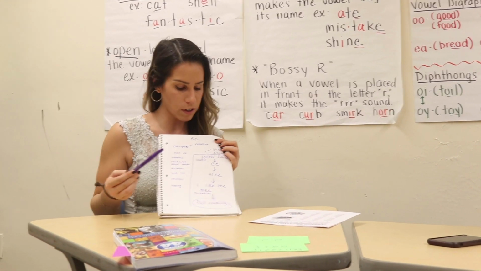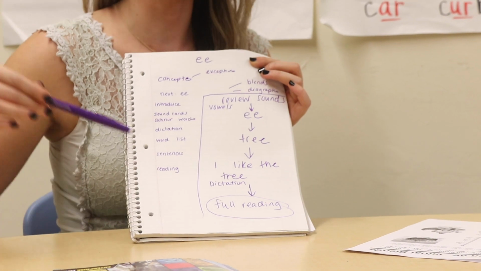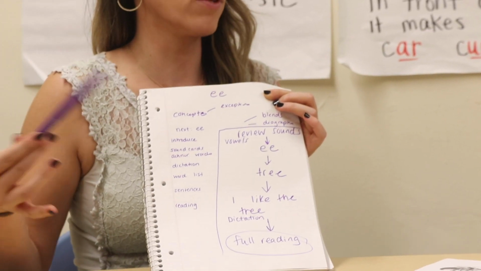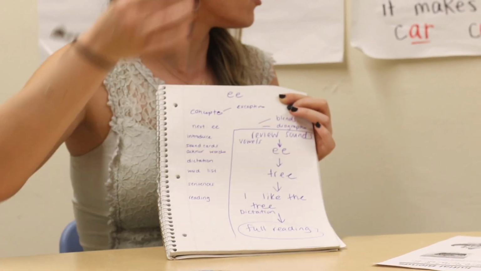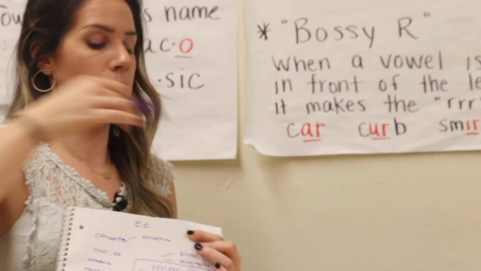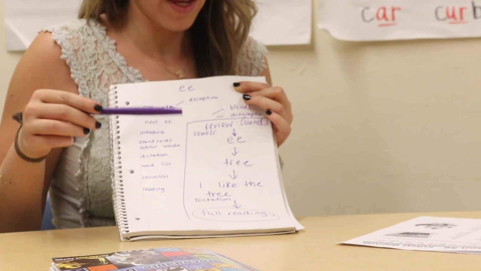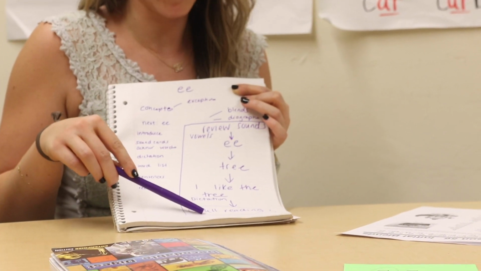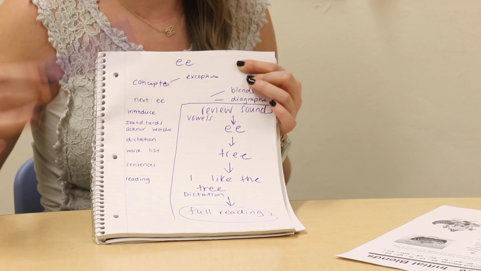Then after anchor words, I'll do sentences with the concept in it. Maybe I would also have sentences that revisit old concepts, so if the sentence has magic E or bossy R, I'm reviewing that as well. Then I would do dictation. And after dictation, I would do a full reading where I get to work individually, give them probing questions, and have them interact with the text.